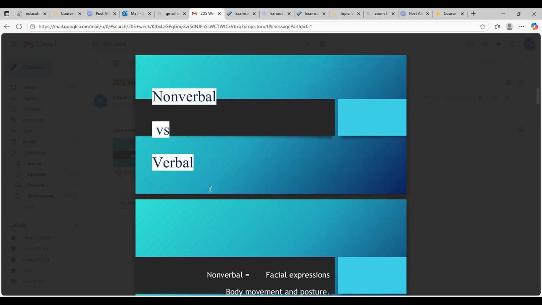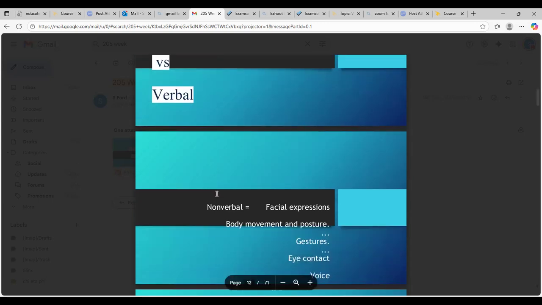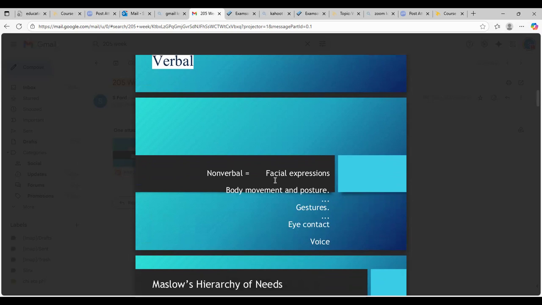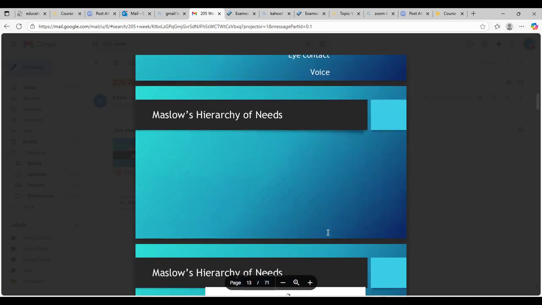We always want to make sure that our documentation indicates that the person actually stated whatever we're writing, so it won't be like we're stating it for the person. So make sure you use your quotation marks. Nonverbal, we just talked about that. We're looking at facial expressions, body movement and posture, gestures, eye contact, and their voice. Make sure we use all those descriptive terms so we can get a picture of what that patient looks like and what was going on at that moment in time.